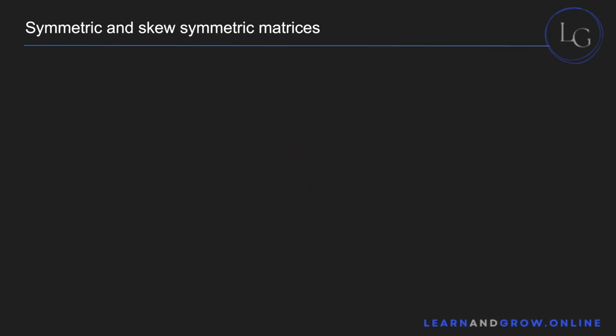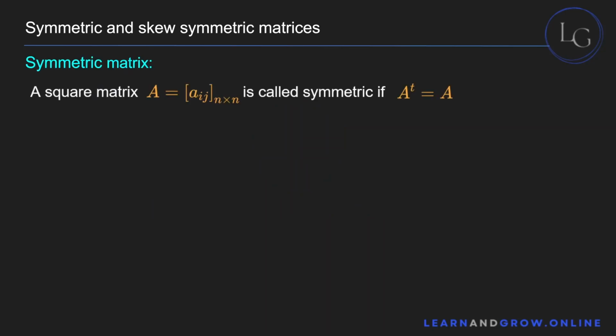Now, symmetric and skew-symmetric matrices. So let's first discuss what a symmetric matrix is. If we have a square matrix A, it is symmetric if the transpose of A is equal to A. So if you take the transpose of square matrix A, it will remain the same.